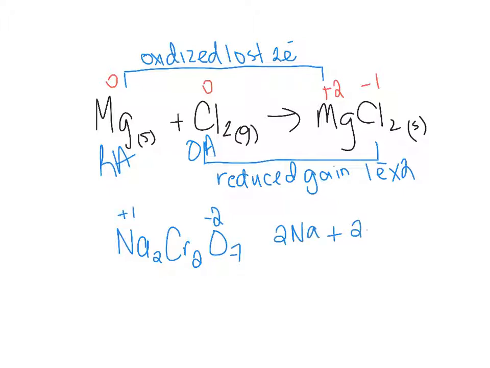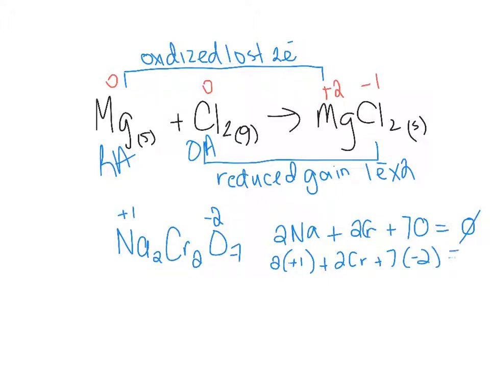Plus 2 chromiums, plus 7 oxygens is equal to 0. So the sum of the oxidation numbers on each atom will add up to the net charge on that formula. And the net charge on a compound is 0. So we've got 2 times +1 plus 2 chromiums plus 7 times -2 equals 0.